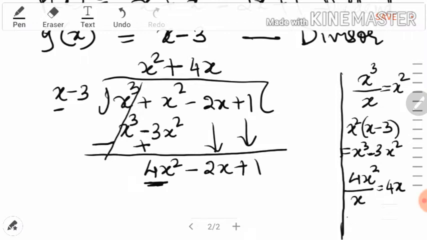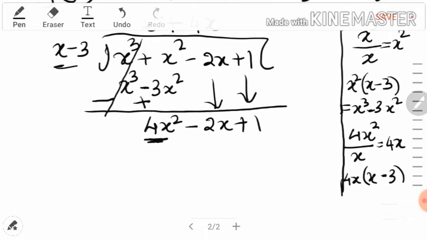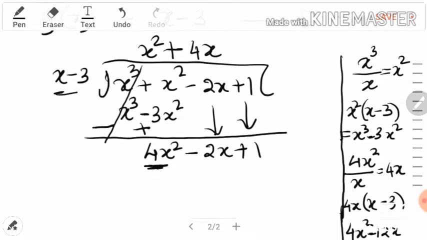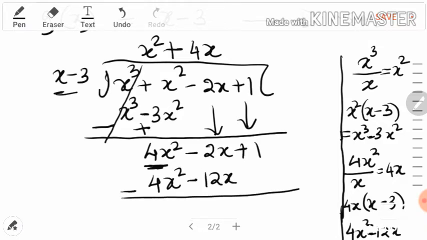Now we multiply 4x with the terms of the divisor. So 4x multiplied by x minus 3 gives us 4x square minus 12x. So writing like terms under the like terms, then we change the sign in order to subtract. So 4x square minus 4x square is 0, and here we get 10x plus 1.